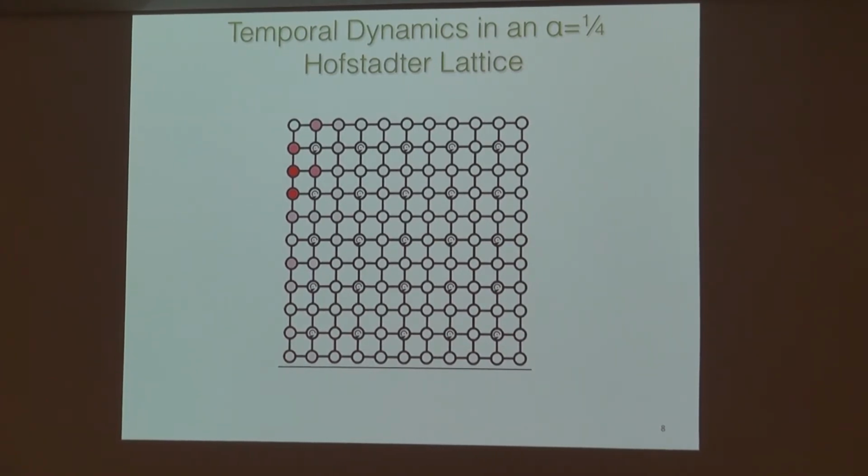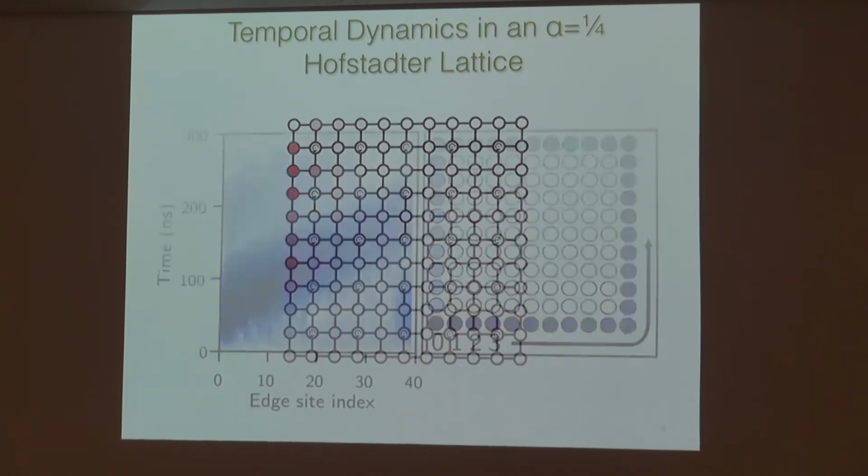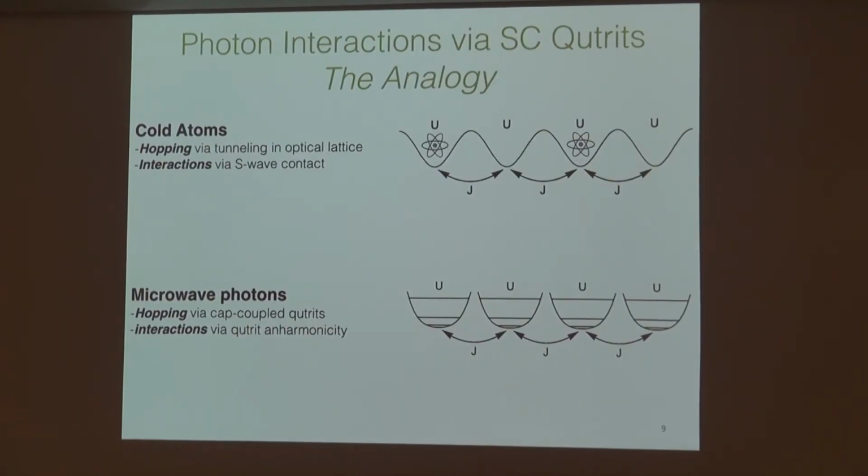The other story I want to tell you on the microwave side is how to make these photons interact. The long-term game is, of course, to combine these two things and make topological materials where we have both interacting photons and these effective magnetic fields. But as a starting point, we will just talk about making photons interact.